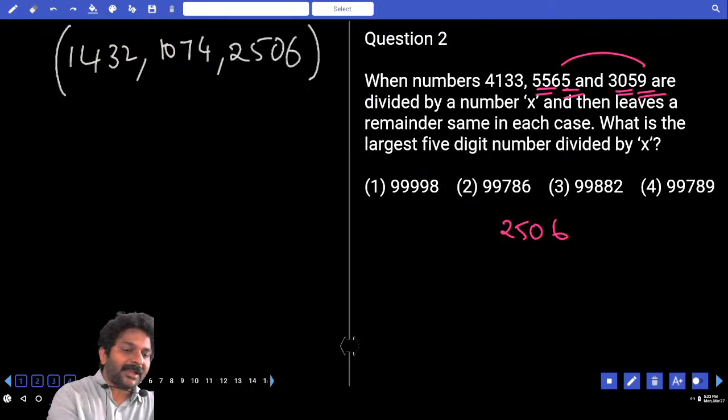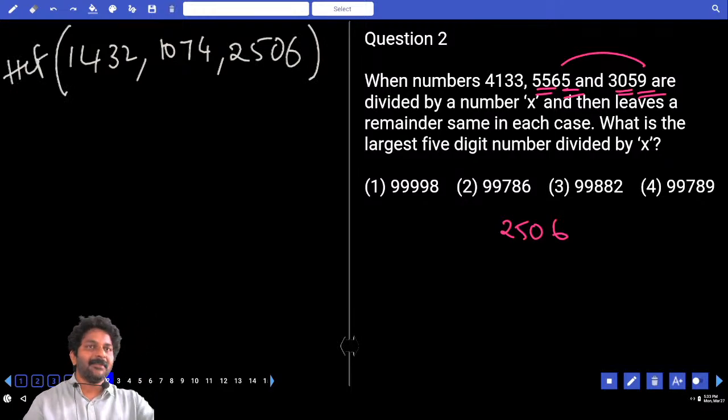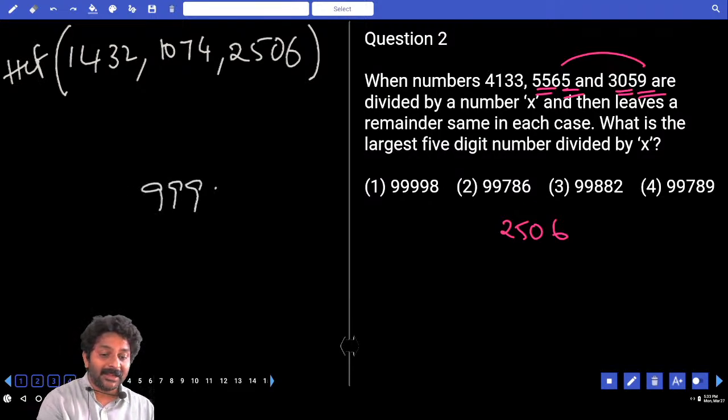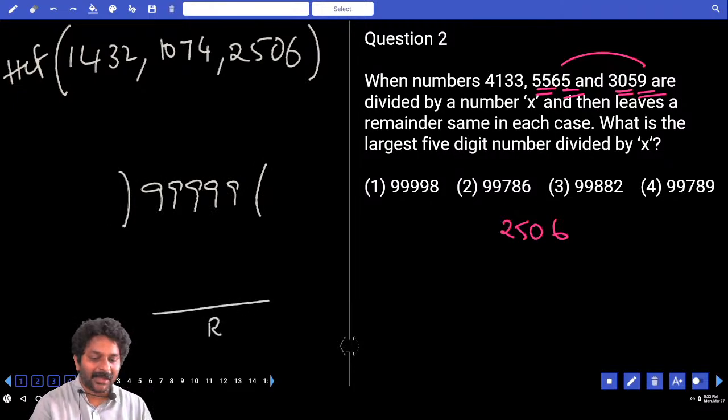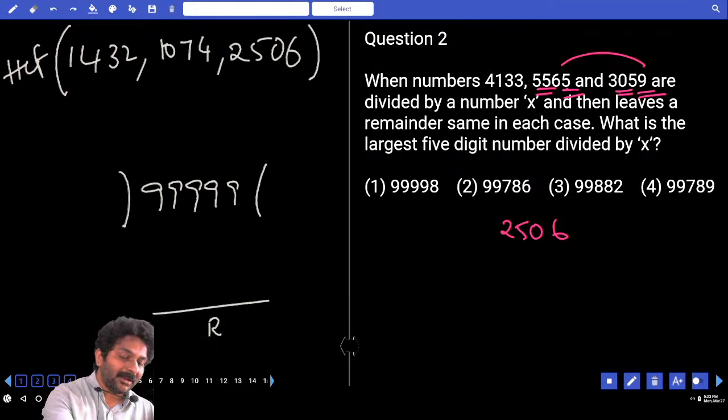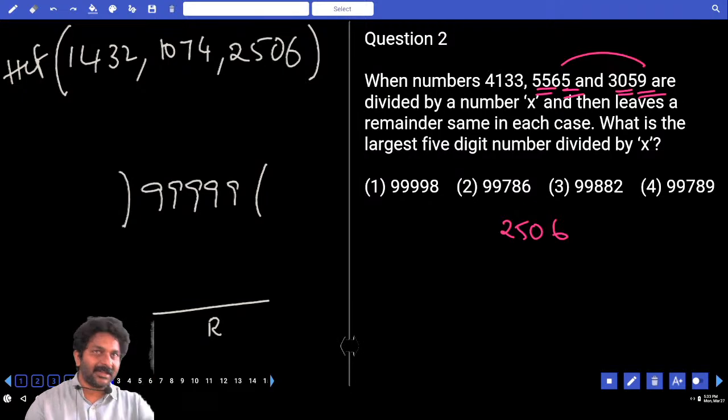2506. To get the x value, we need to calculate the HCF. Then you will get the x value. Then you need to start with the largest 5-digit number and divide this number by x. Finally, you will have some remainder r. That remainder should be subtracted from 99999. That is your final answer.